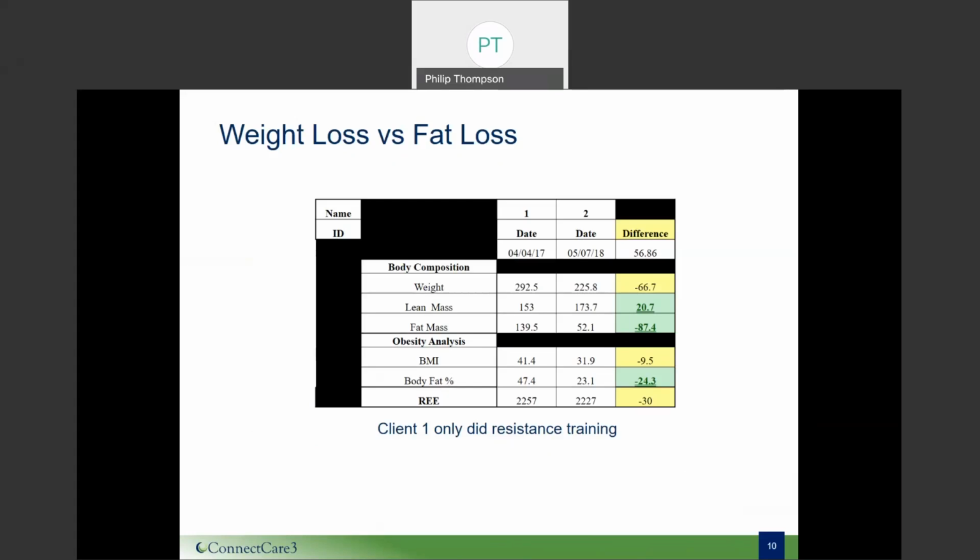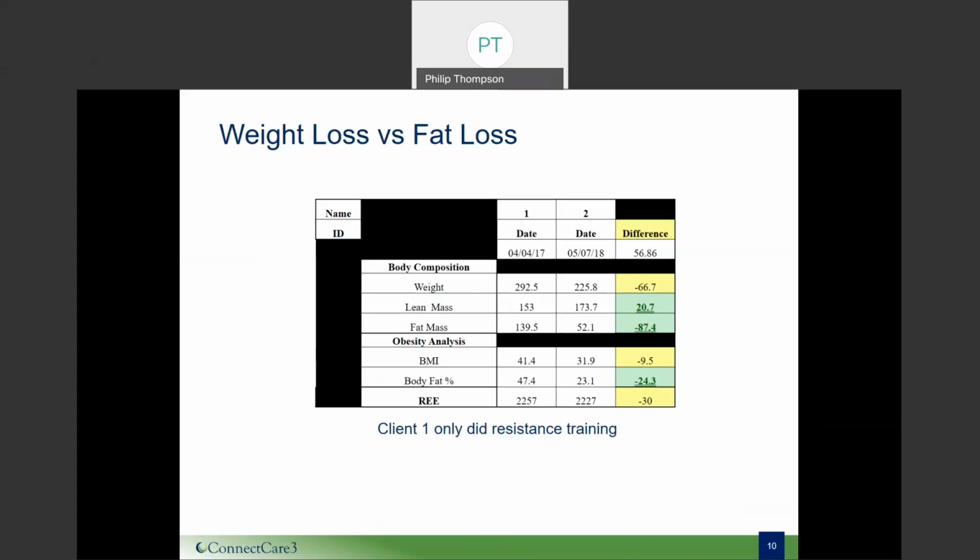But if you look at the lean mass, they actually gained almost 21 pounds of lean mass. Fantastic. So if they gained 21 pounds of lean mass but lost 66 pounds off the scale, what does that mean for fat mass? It means fat mass had to go way down. So they actually technically lost over 87 pounds of fat. That is awesome. That is huge, right?